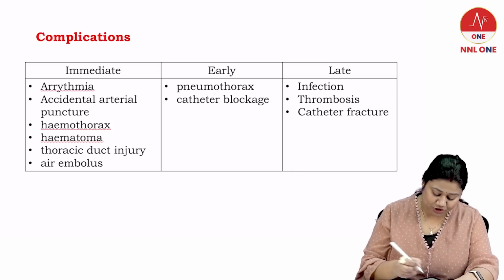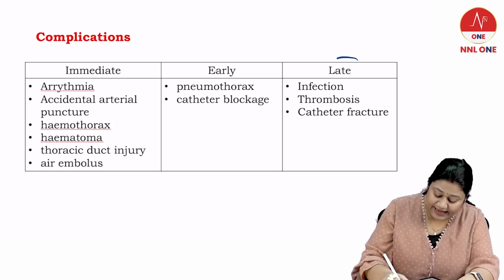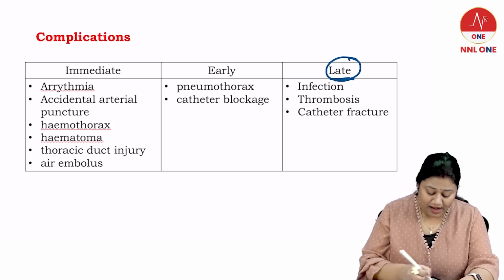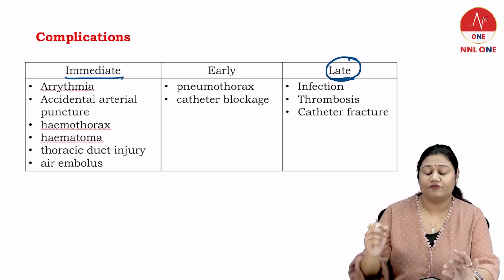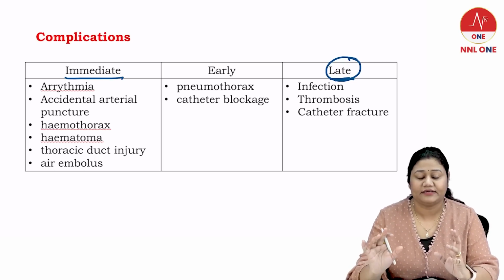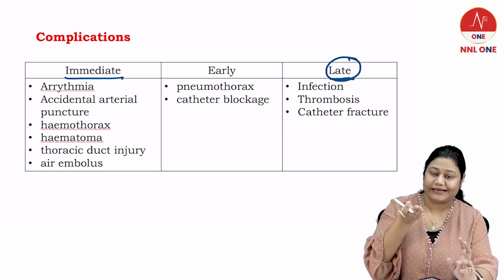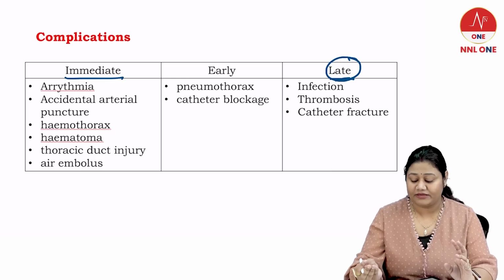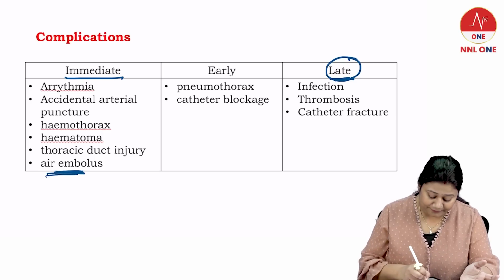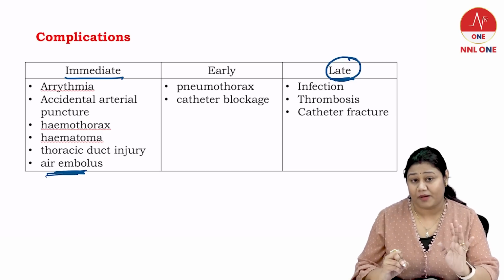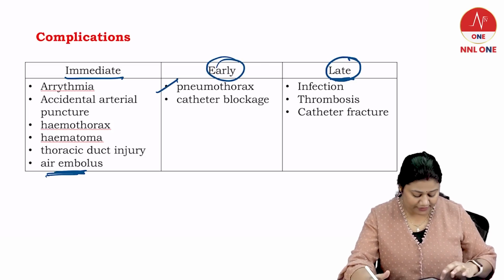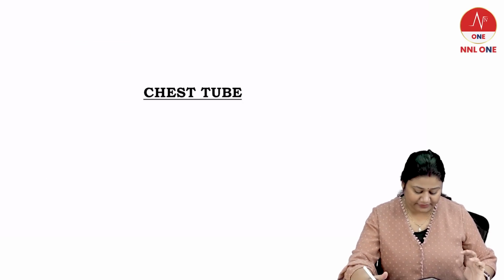The most common preventable complication of your CVP line is infection. The most common complication is infection, right? But this is a late sign, basically a late complication. Immediate complication can be arrhythmia if you insert the catheter directly into the right atrium, because ideally the catheter should be present just above the right atrium. So we can have arrhythmia, we can have hematoma, we can have pneumothorax, air entry, and accidental arterial puncture can also occur. Early complication is pneumothorax, and catheter blockage can occur if you do not flush the catheter properly.